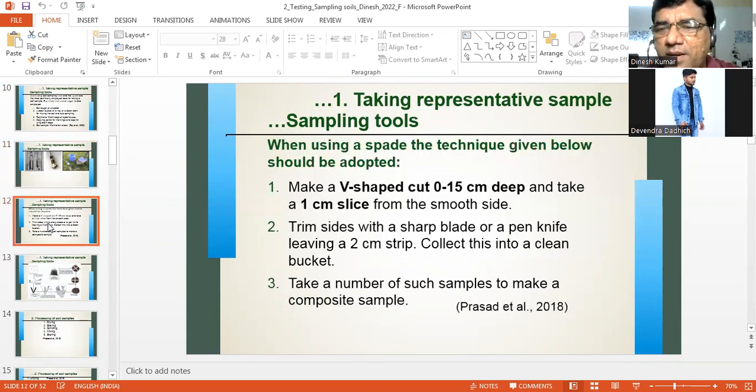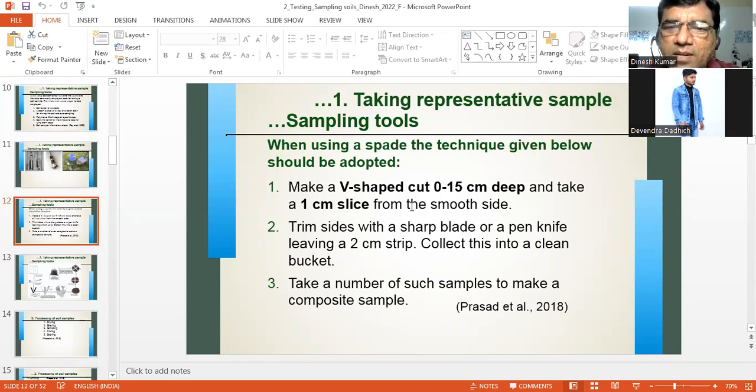When using a spade, now in India, sometimes farmers do not have an auger. In soil testing labs, like our lab, all labs, we have a variety of augers that can be used to take samples, but at the farmers' level, it is mostly a spade. And a spade is as effective as an auger. So no problem with the spade.